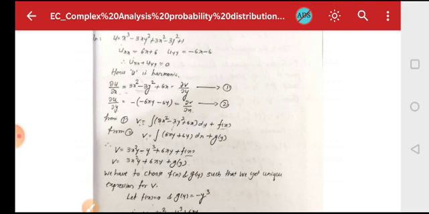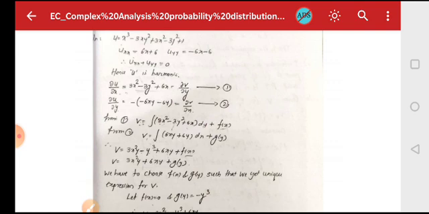Now if you integrate dou v by dou y with respect to y, you will get v is equal to integration of (3x square minus 3y square plus 6x) into dy plus the constant of integration. Here x will be constant, so we will take f of x as a constant. And from equation 2, integrating with respect to x, treating y as constant, v is equal to integration of (6xy plus 6y) into dx plus g of y, where f of x and g of y are constants of integration.